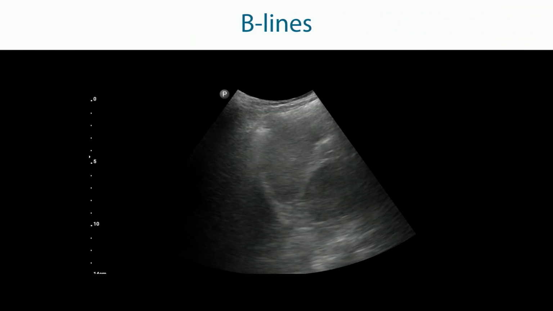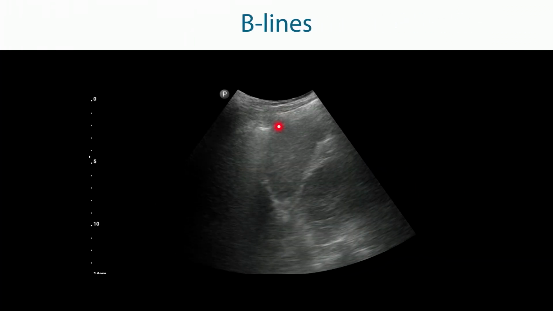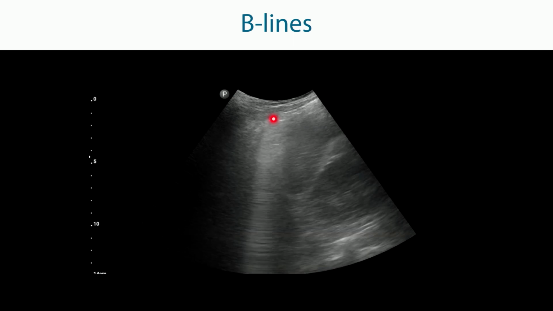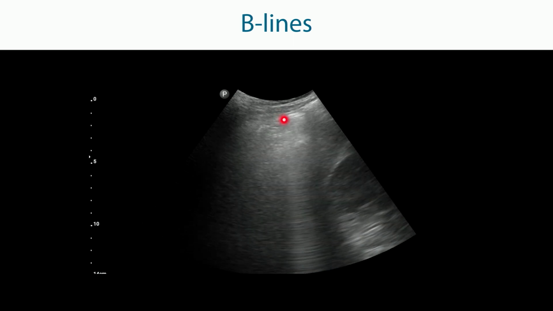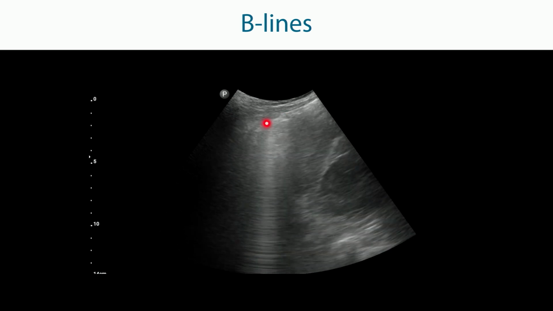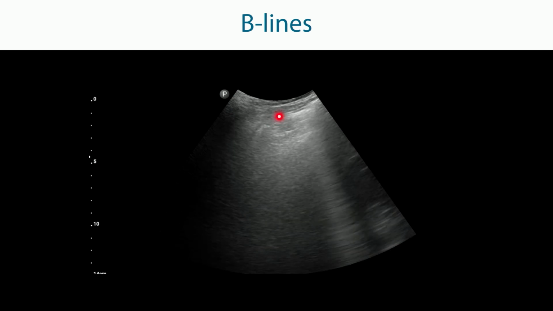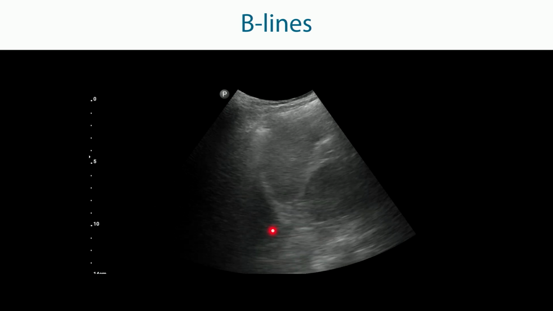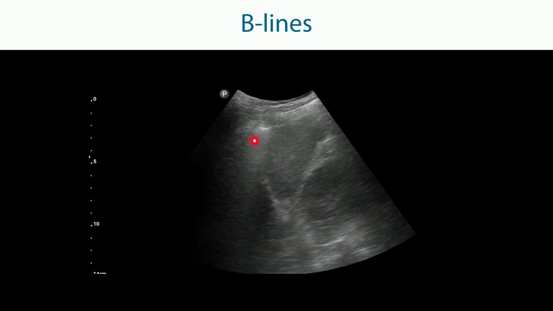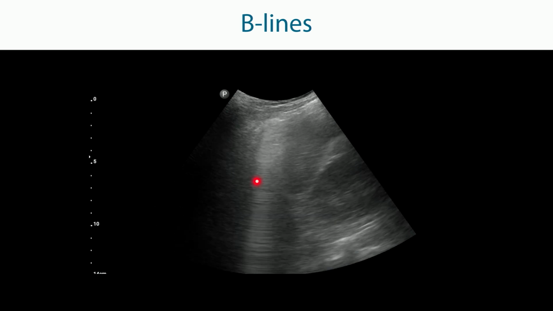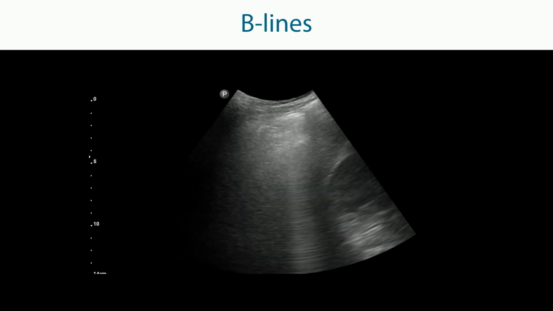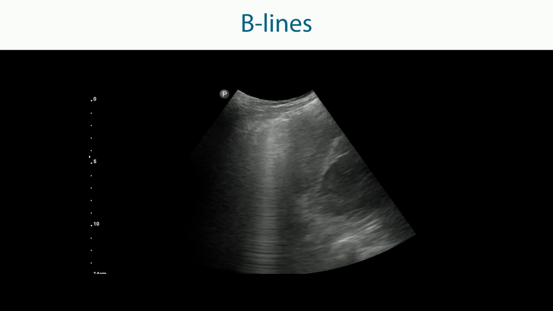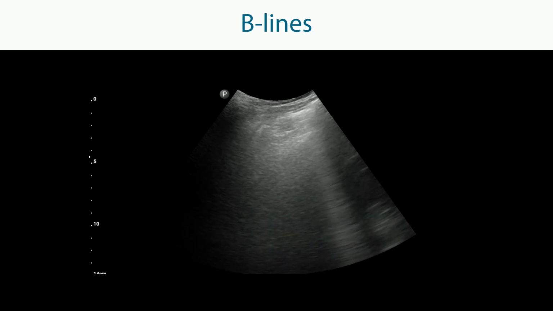Let me show you this example again. Here you see one single B-line, but this B-line shows all the typical findings we can see. It originates at the pleura, it doesn't fade until the end of the screen, it's hyperechoic and it moves with breathing. Right, and some have also called it searchlights, because in reality, if you look at this image, it truly does look like a searchlight.